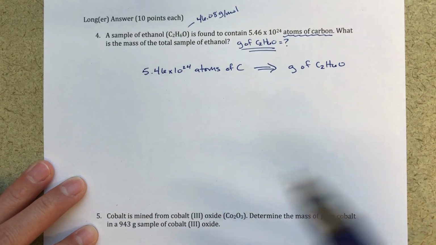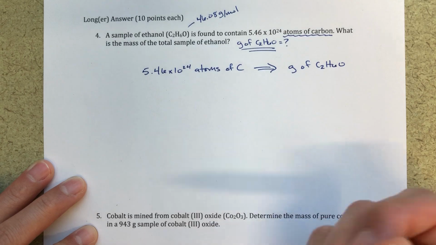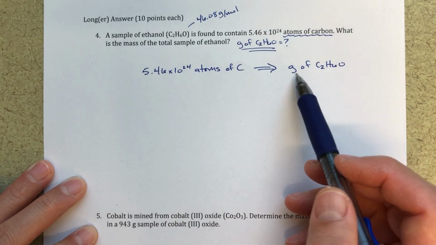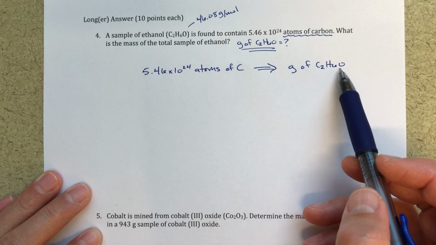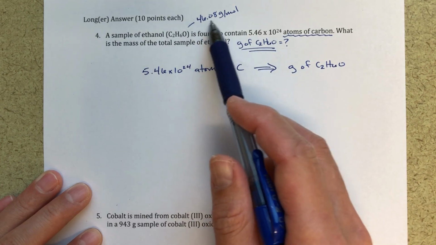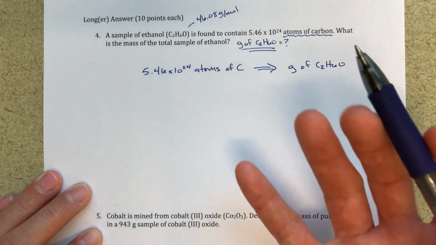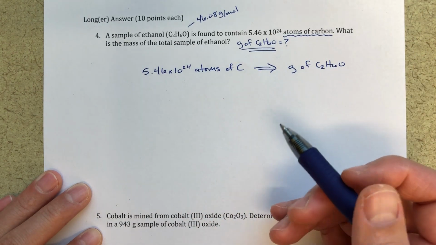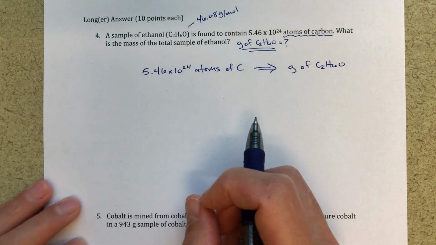What are some things that might be useful? Right away, I can recognize that this molar mass is probably going to be important. If I want to know grams of C2H6O, if I know moles of C2H6O, moles of ethanol, then I could use this molar mass to figure out grams. I know that there's an atoms to moles conversion using Avogadro's number. But in this problem, there's one extra little wrinkle, and I'm going to actually talk about that first.